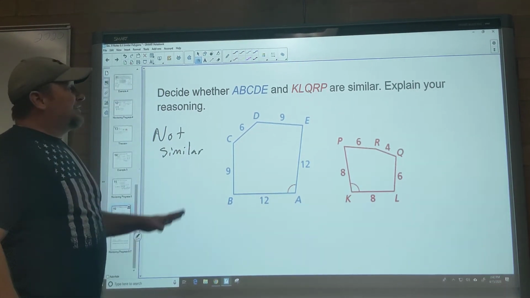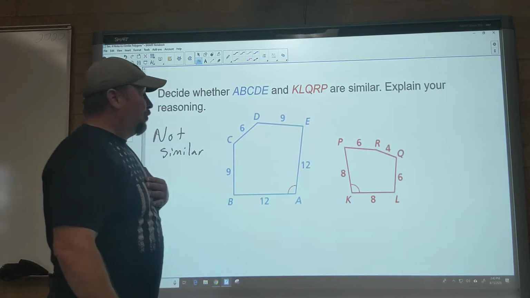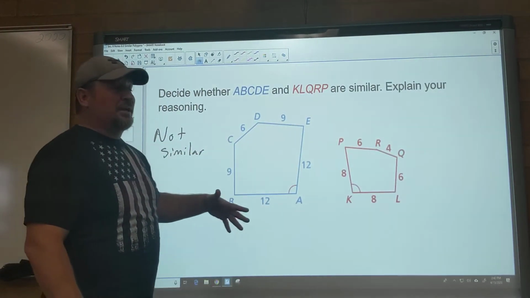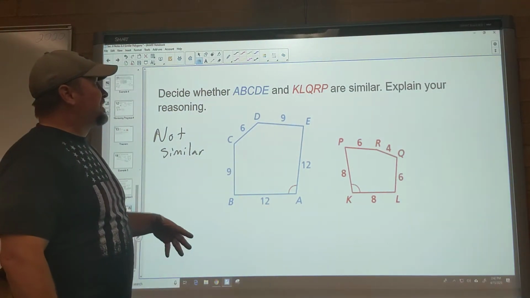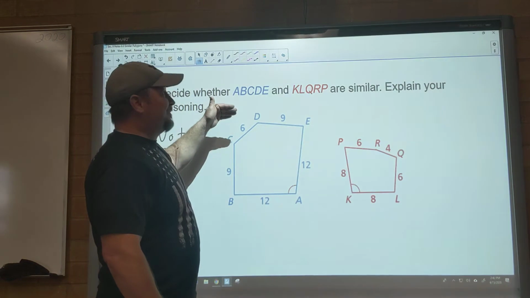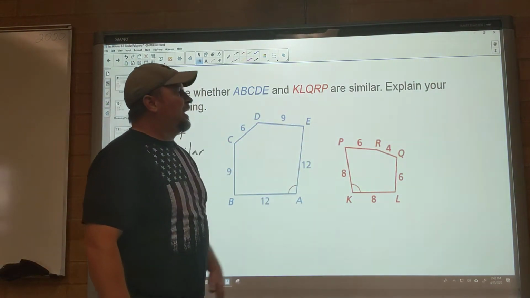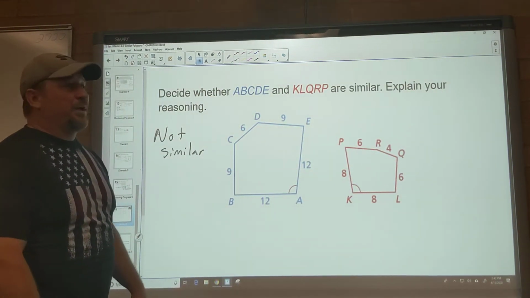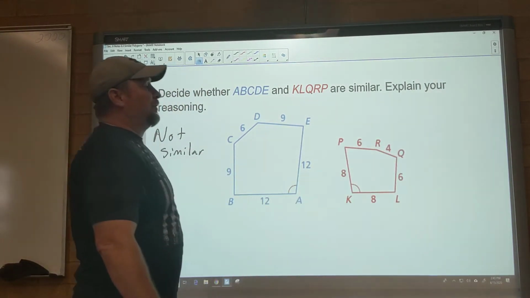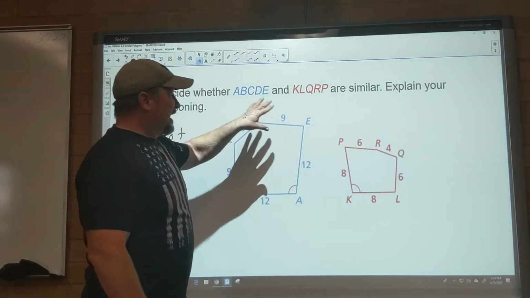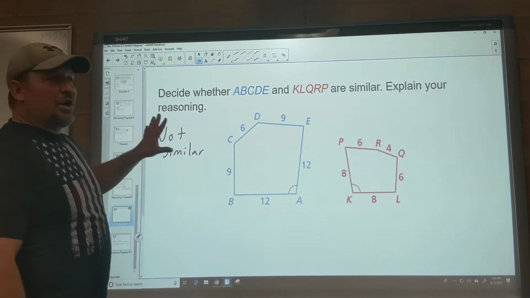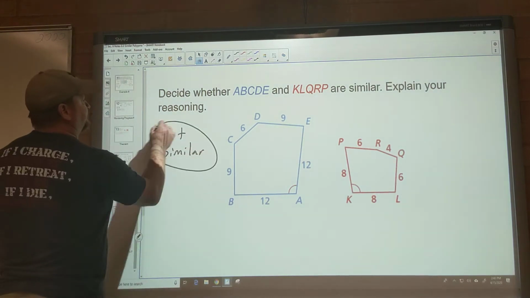Even if these sides are proportional, which I do believe the sides are proportional, like if I started setting up all the fractions from this five-sided shape, this pentagon, to this pentagon, I think the fractions will match up and they'll work. But they are not similar because they only gave us one angle and not all of the angles. They would have had to have markings on all those to make it work. So I'm saying not similar. Let's just go and do the next one too.